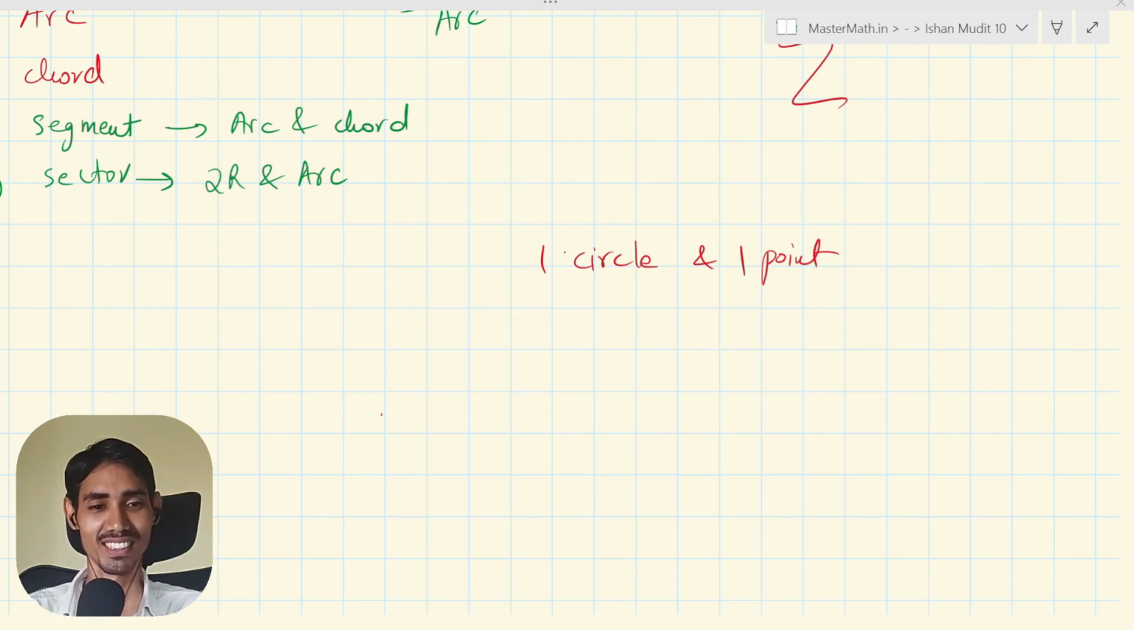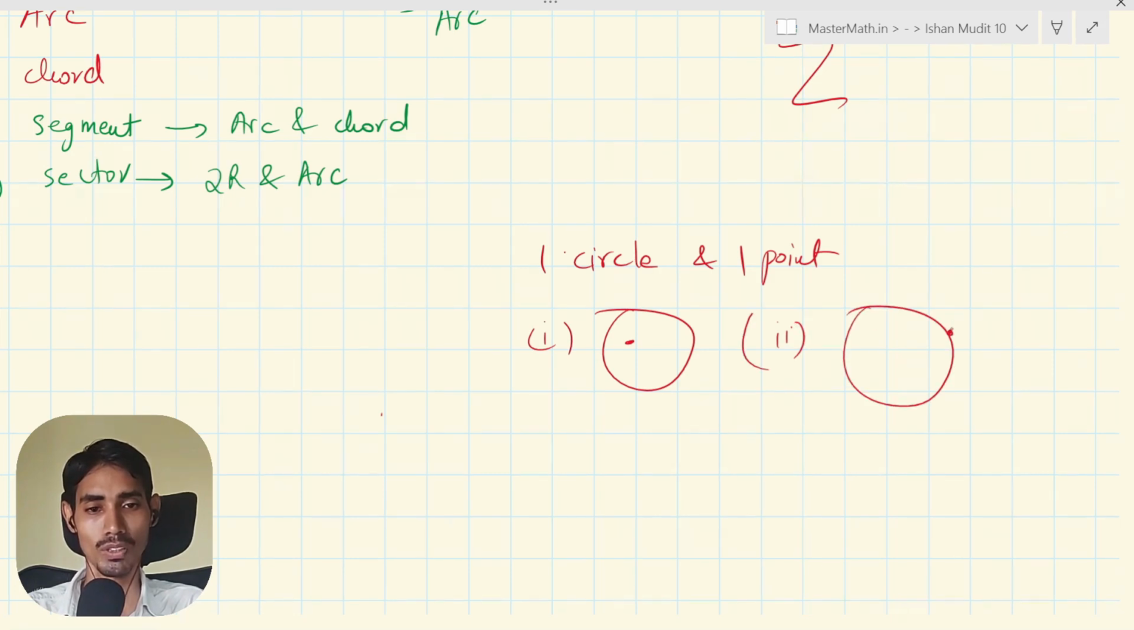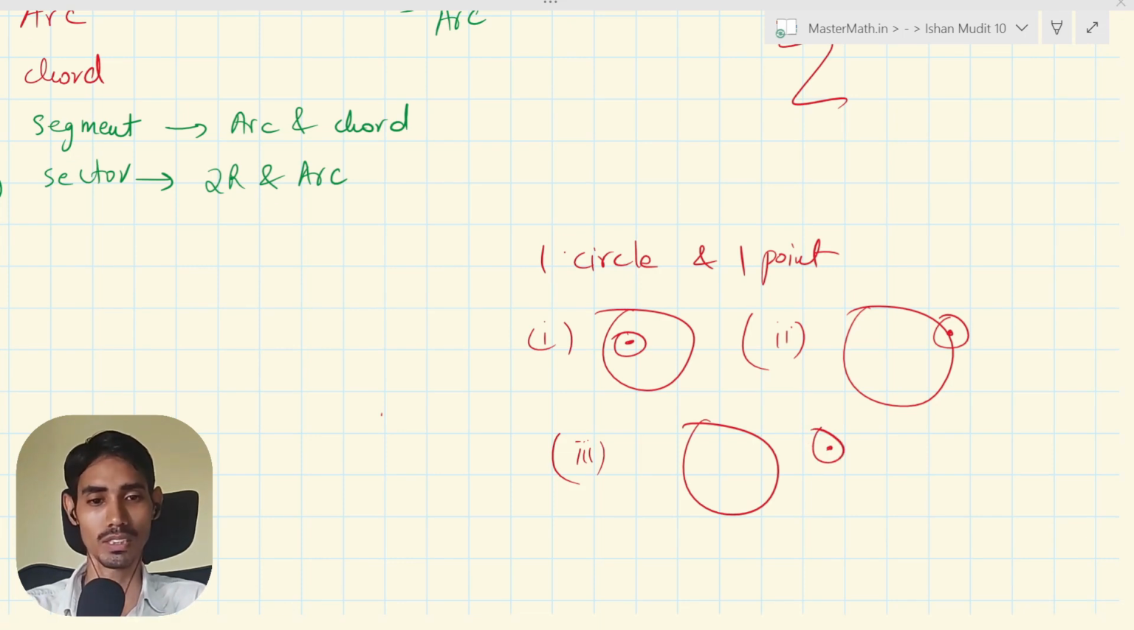Is that okay? All right. I don't know, you guys were stunned, like, what's going on? Circle and a point. I mean, the question was an overkill, but anyway. So we can have it inside somewhere, and on the circle, and outside the circle. Just ignore my sketching skills.